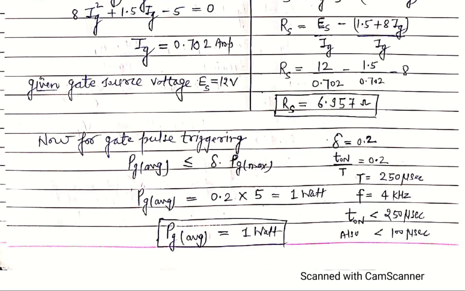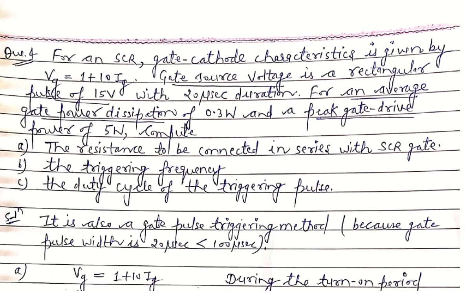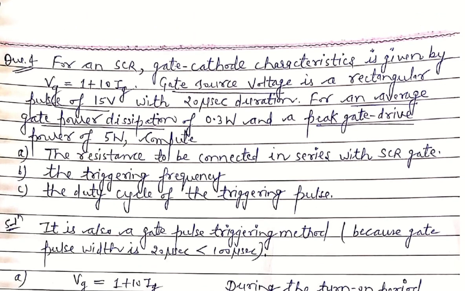Now we'll see the same problem regarding gate cathode characteristics, having some parameters changed. For an SCR, the gate cathode characteristic is given by 1 plus 10 Ig. The gate source voltage is a rectangular pulse of 15 volt, applied with a duration of 20 microsecond, for an average gate power dissipation of 0.3 watt. The average gate power dissipation is given in the problem, and also the peak gate drive power, PG maximum. Now we have to find Rs connected in series with the gate, the triggering frequency, and the duty cycle of the triggering pulse.